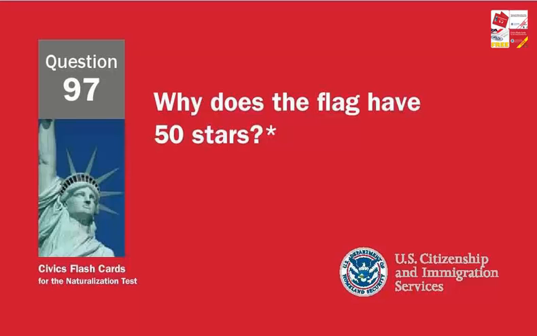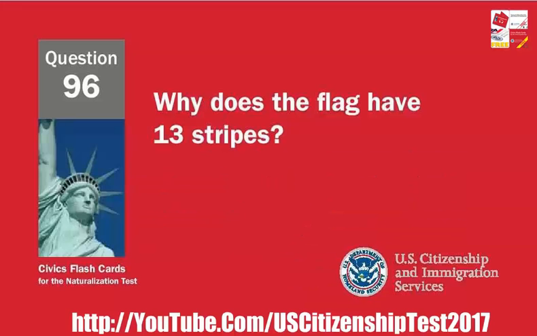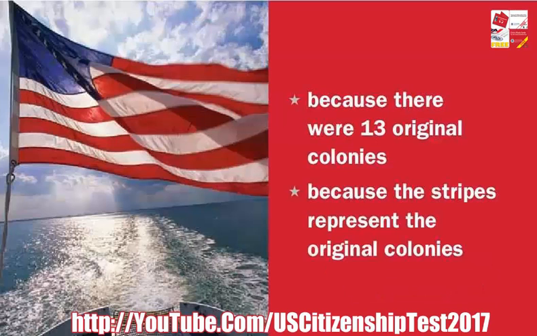Why does the flag have 50 stars? Because there is 1 star for each state. Because each star represents a state. Because there are 50 states. Why does the flag have 13 stripes? Because there were 13 original colonies. Because the stripes represent the original colonies.